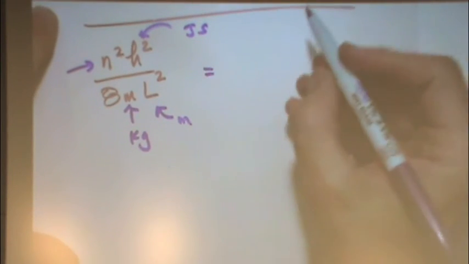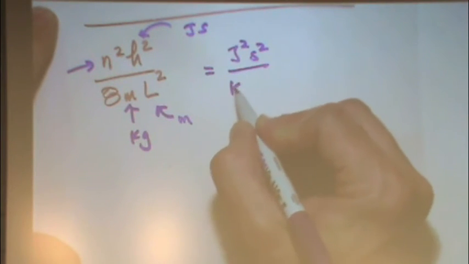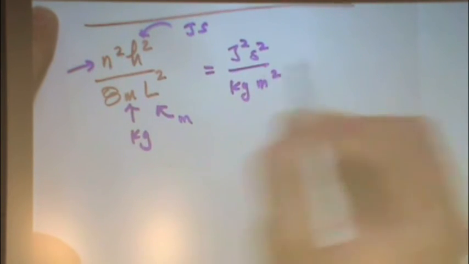8, no units. m, what's that? Mass, so I put kilograms. What is capital L? We just saw it. But we need SI units, not nanometers but meters. It's the length of the box. Do you want me to simplify too? Some of your friends want me to simplify. You probably already know what's happening, so you can zone out for a second. Joule squared, second squared, because the h is squared, over a kilogram, over a meter squared.